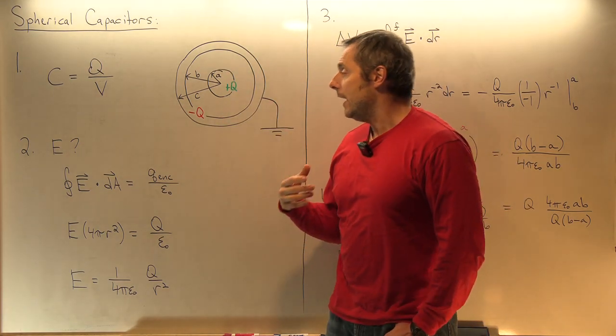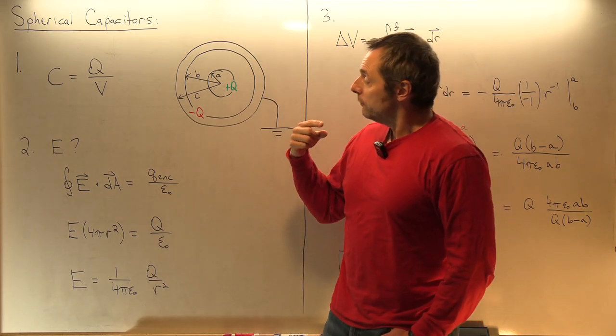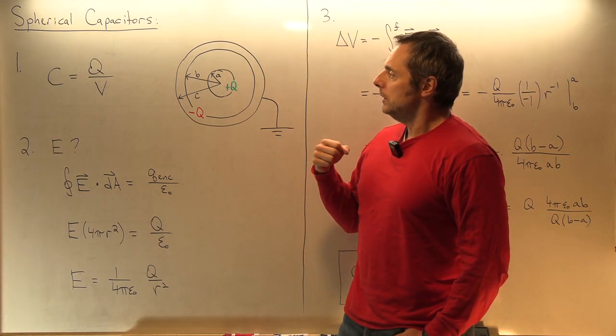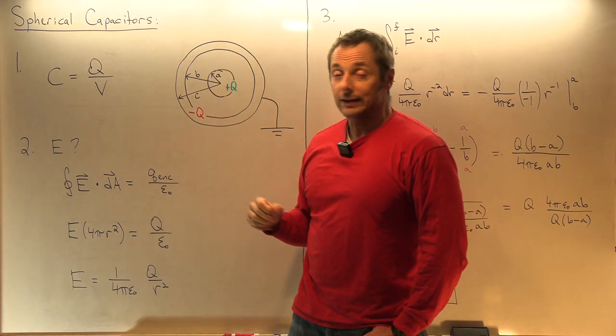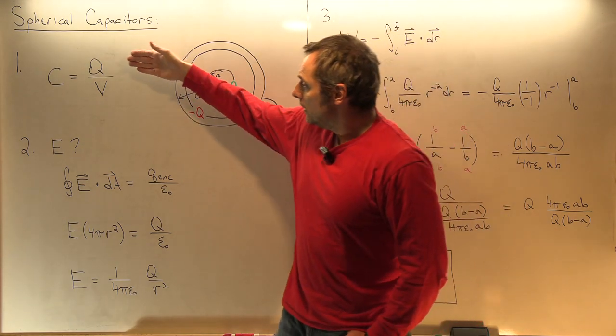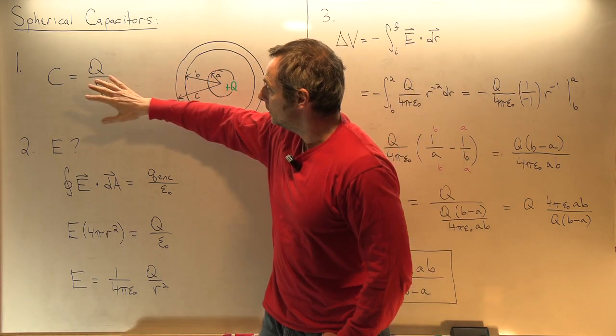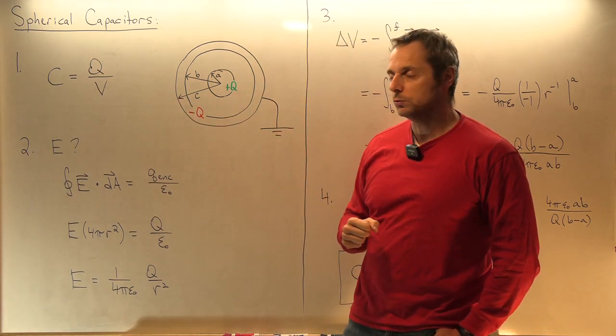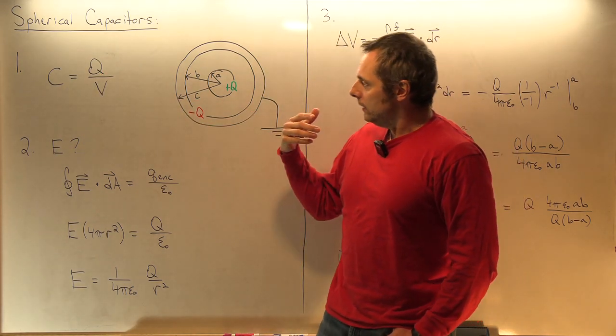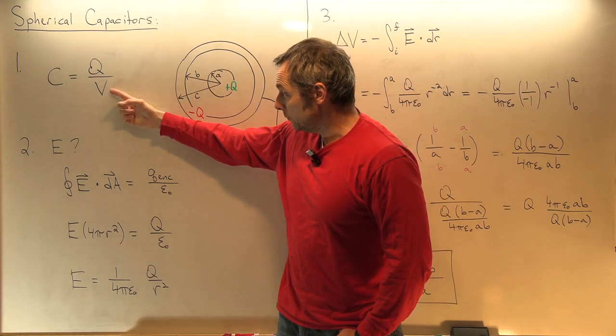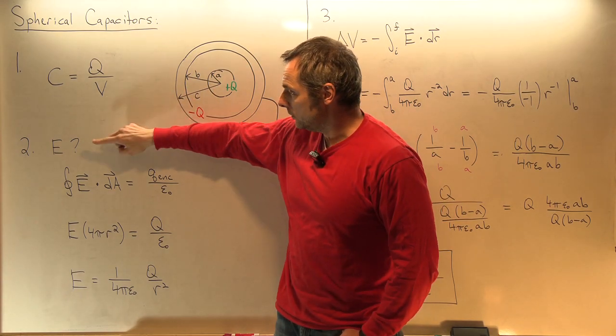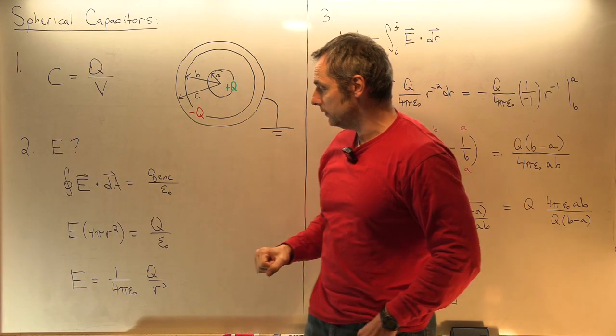Okay, so now the 4 steps. The first step we do is we start with C equals Q over V, the definition of capacitance. The more charge you store for a given voltage, the higher the capacitance to store charge. So in order to determine what the capacitance is, we've got to get rid of V, which means first or second, we calculate the electric field.